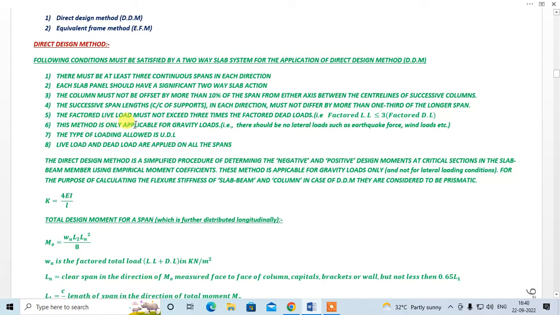This method is only applicable to gravity loads. This is very important. There should be no lateral loads such as earthquake force or wind load, etc. The type of loading allowed is only UDL. Live load and dead load are applied to all the spans. This is a very important point.